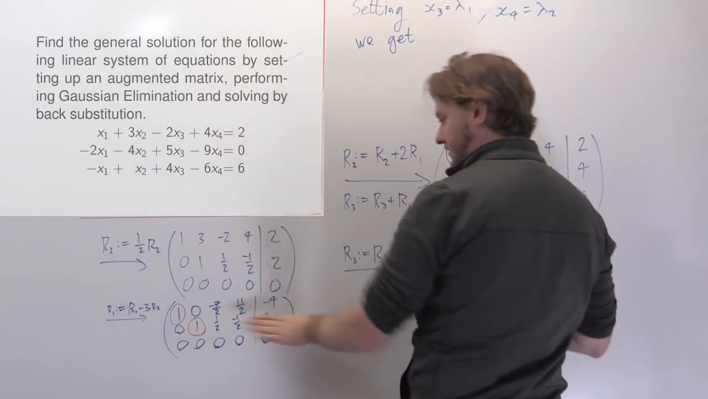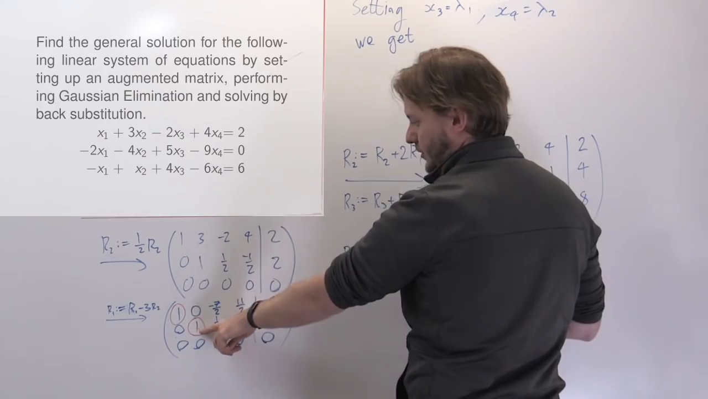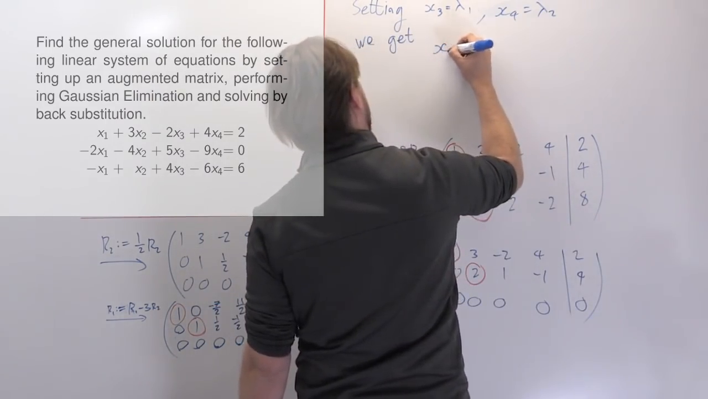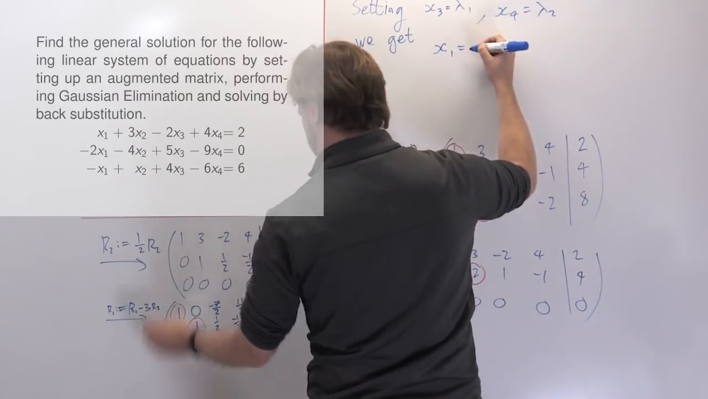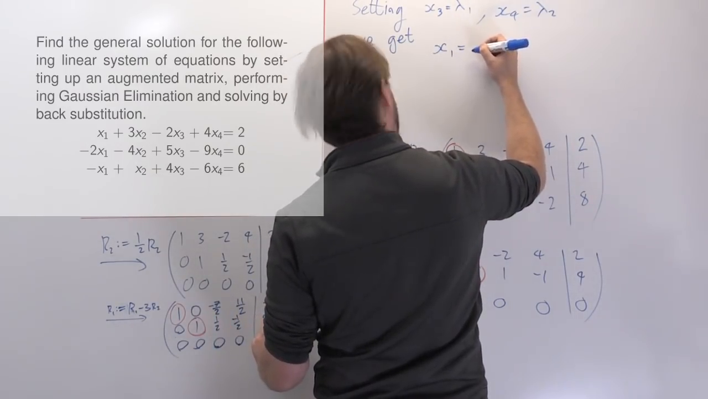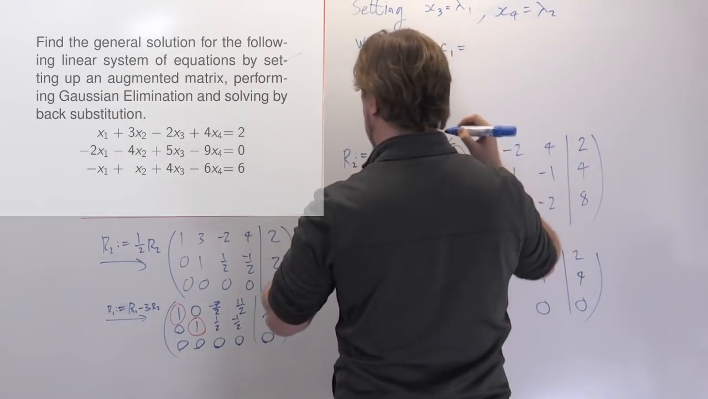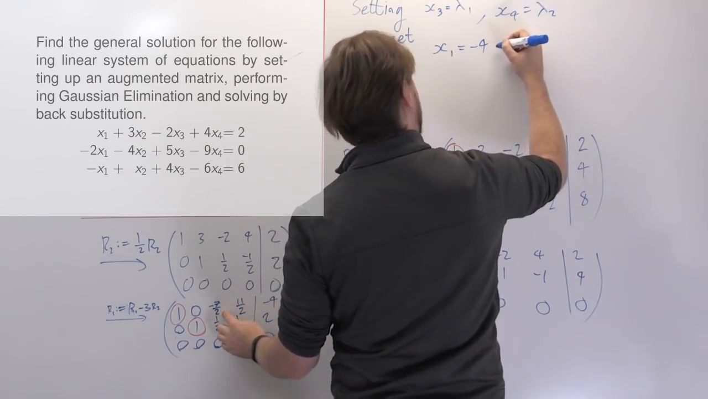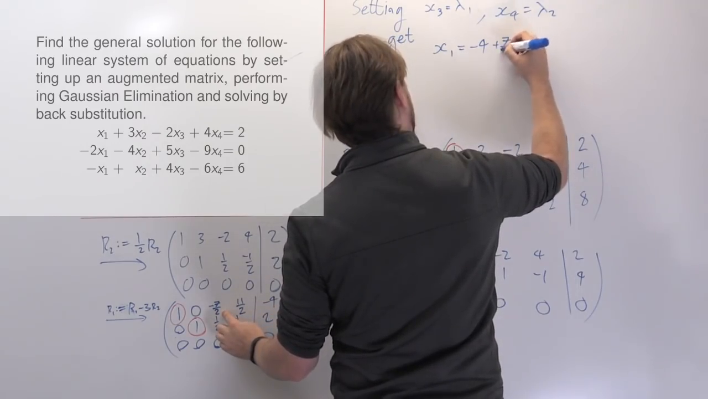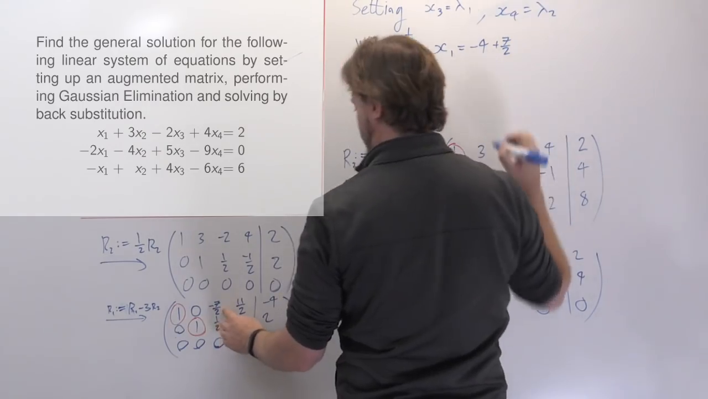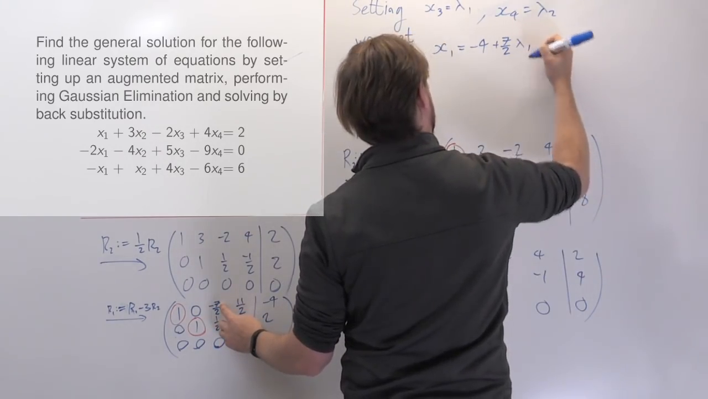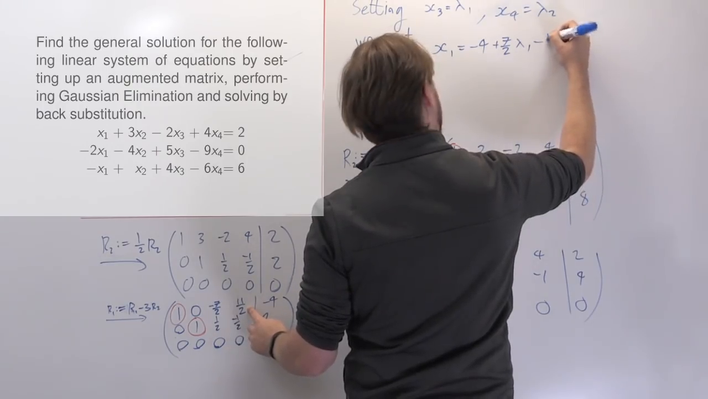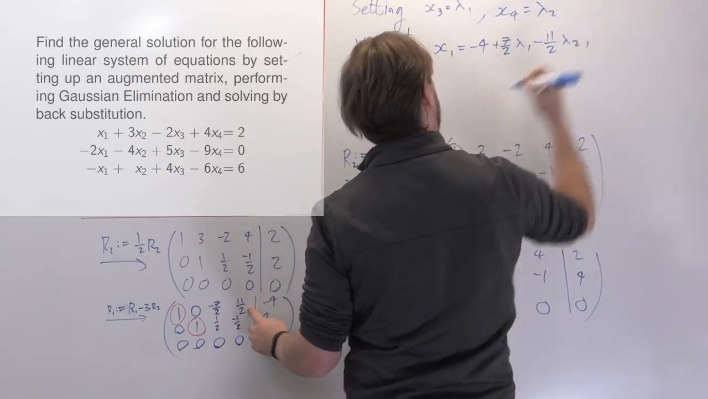Well, the nice thing about this is I can solve for both of these. Well, I don't even need to know anything about x2 because it doesn't appear in this. So I get x1 is equal to, according to this, minus 4 plus 7 over 2. This is x3, which I called lambda 1. Maybe this is a little bit quick. Minus 11 over 2 lambda 2.